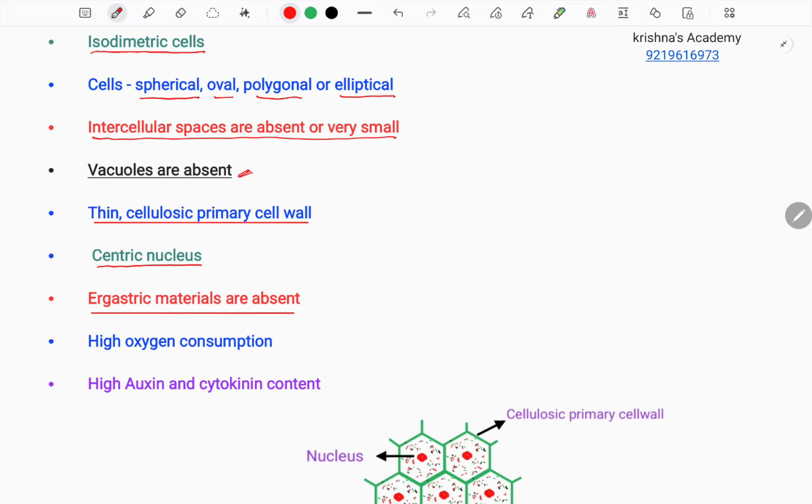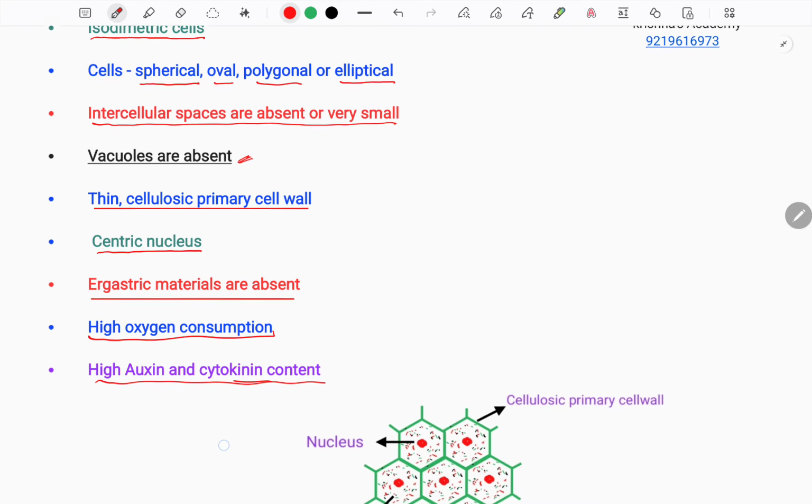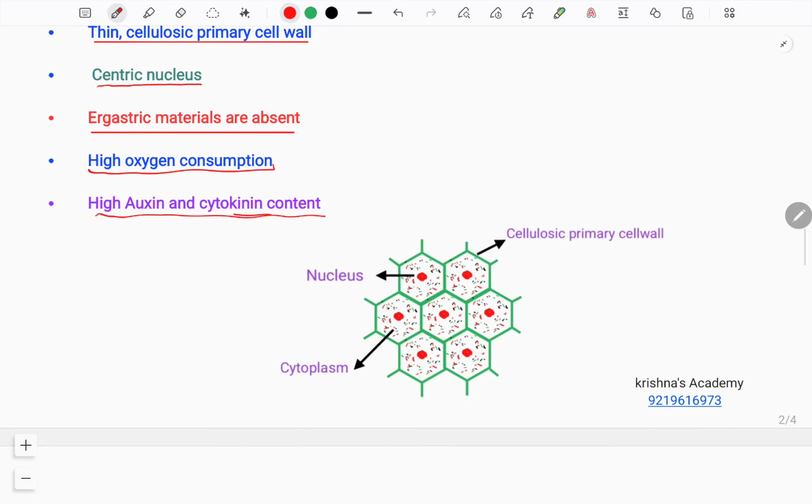The next two points are correlated: high oxygen consumption and high auxin and cytokinin content. The cells which divide regularly show high auxin and cytokinin content because these two hormones are responsible for cell division, growth and enlargement. And the metabolic rate is high. That's why the oxygen requirement is also high. Now, here is the TS of the meristematic tissue.